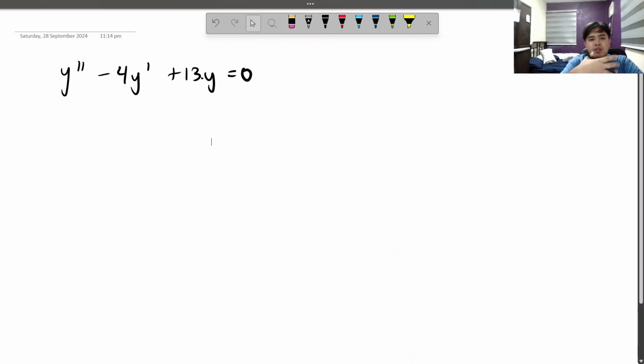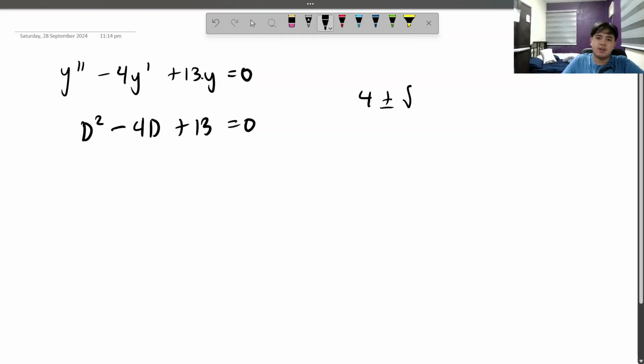At first, there seems to be nothing wrong with here. I don't know any factoring that can happen in here. So let's try the quadratic equation. So again, d squared minus 4d plus 13 equals 0. So negative of negative 4 is just 4 plus minus square root of negative 4 squared is 16 minus 4 times 1 times 13 is 52, and there's a problem. 16 minus 52 is negative, and a negative number below a square root means it's an imaginary number.